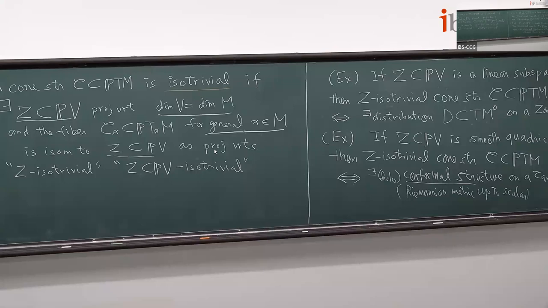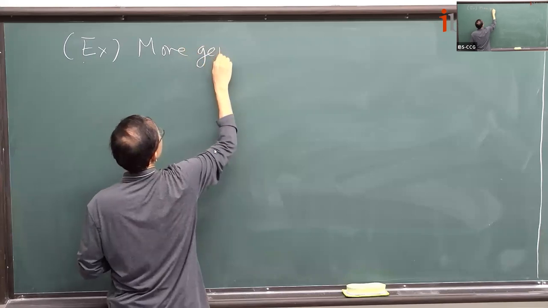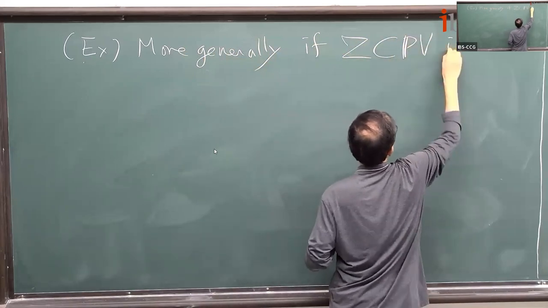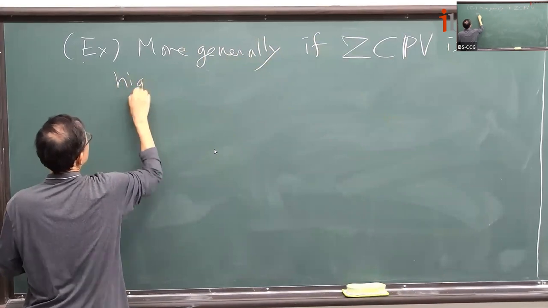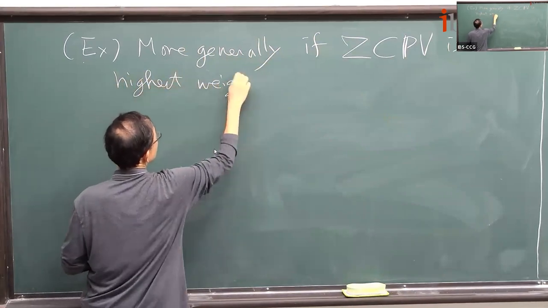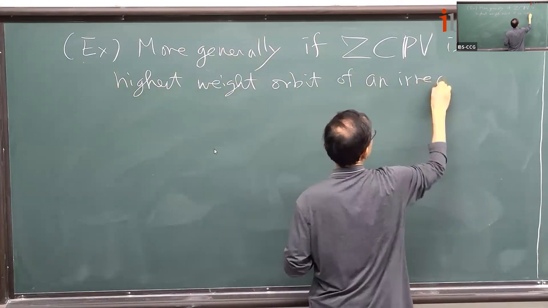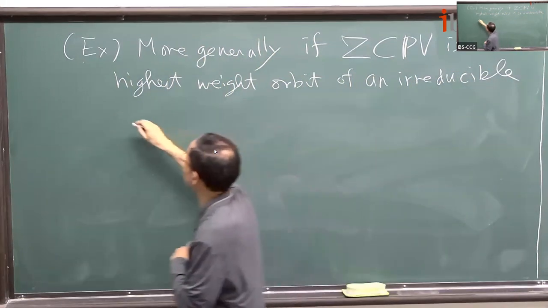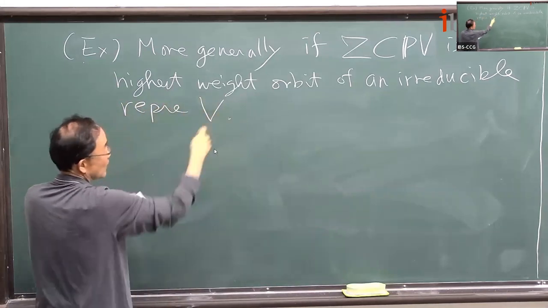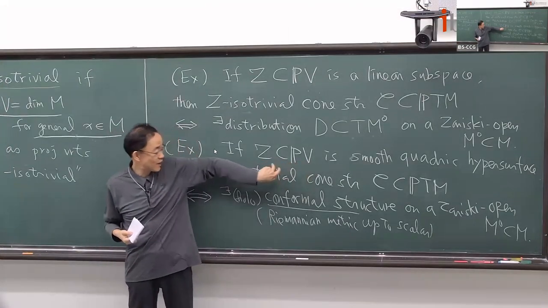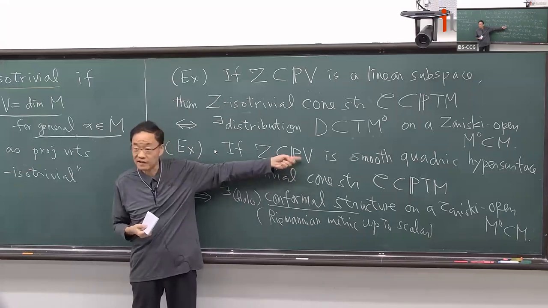Okay. And then there's a generalization of this, the last example. So it's more generally, if this is the highest weight orbit of an irreducible representation, so this quadratic is a special case. The quadratic hypersurface is a highest weight orbit of the standard irreducible representation of the orthogonal group.